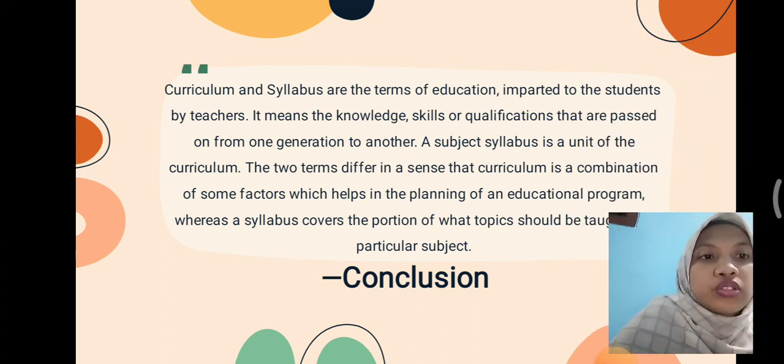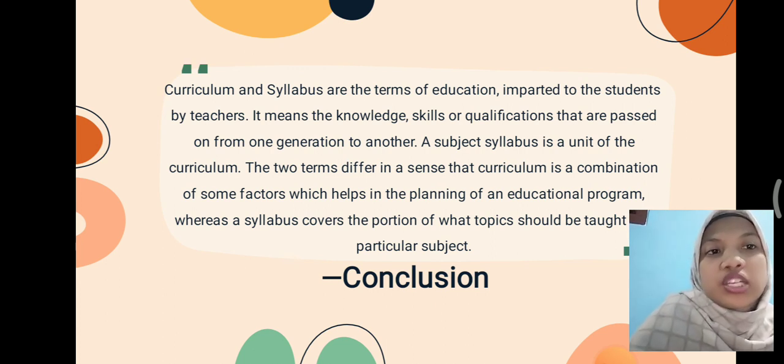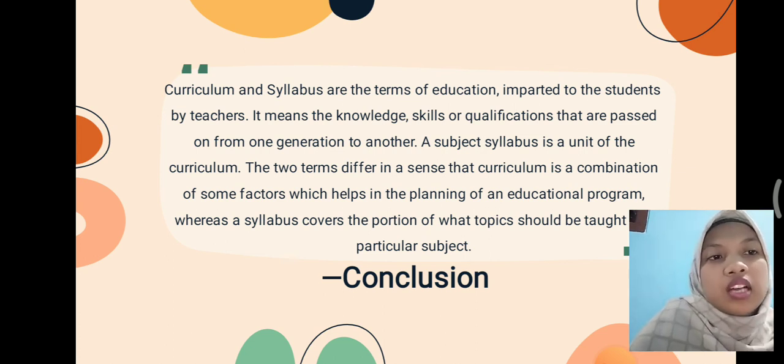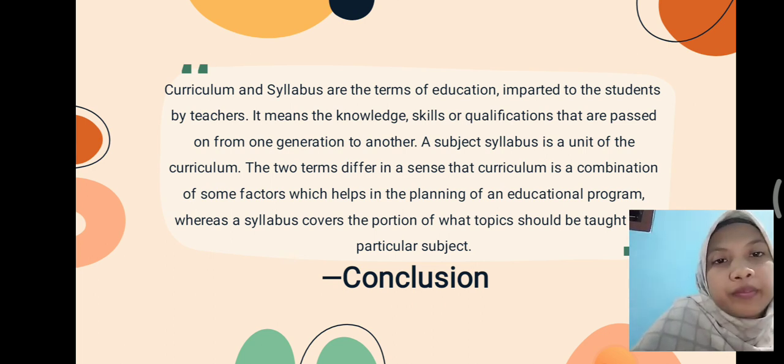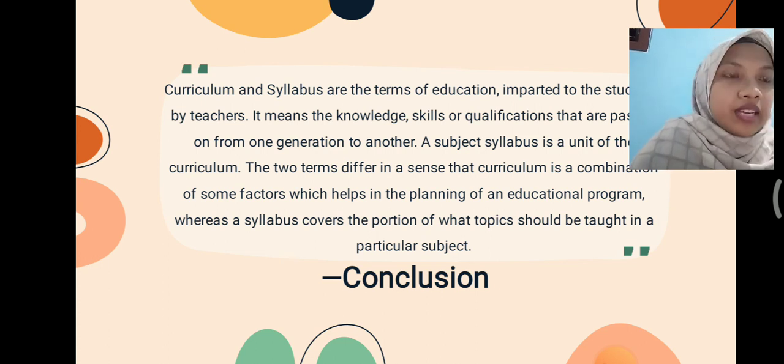And then for the conclusion, curriculum and syllabus are the terms of education imparted to the students by teachers. It means the knowledge, skill, or qualification that are passed on from one generation to other. A subject syllabus is a unit of the curriculum. The two terms differ in a sense that curriculum is a combination of some factors which helps in the planning of an educational program, where a syllabus covers the portion of what topics should be taught in a particular subject.